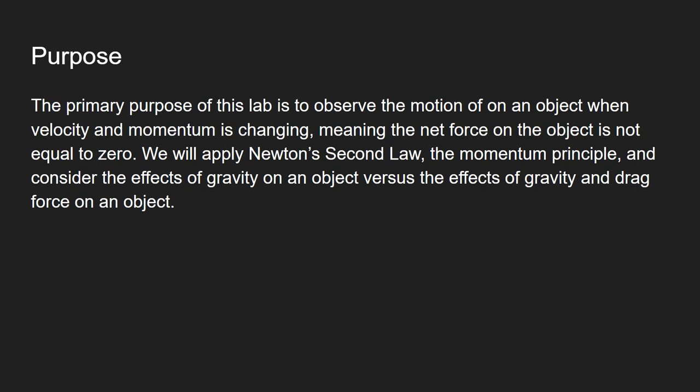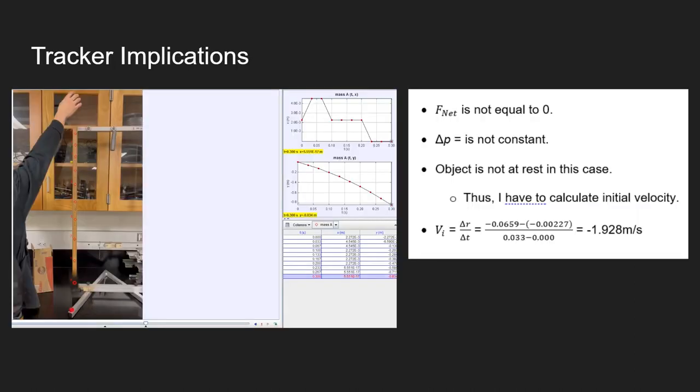The primary purpose of this lab is to observe the motion of an object when velocity and momentum are changing, meaning the net force on the object is not equal to zero. We will apply Newton's second law, the momentum principle, and consider the effects of gravity on an object versus the gravity and drag force on an object.